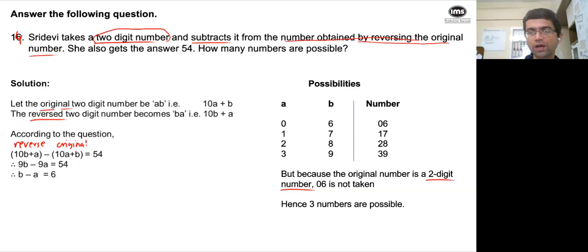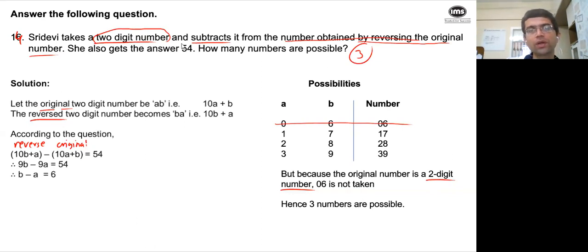Only 3 numbers are possible. This I am going to discard. 17, 28 and 39 are legitimate 2-digit numbers. I am subtracting the original number from the reverse, which is the only difference over the previous question. So here 3 numbers are possible, not 4. Hope all of you are with me.